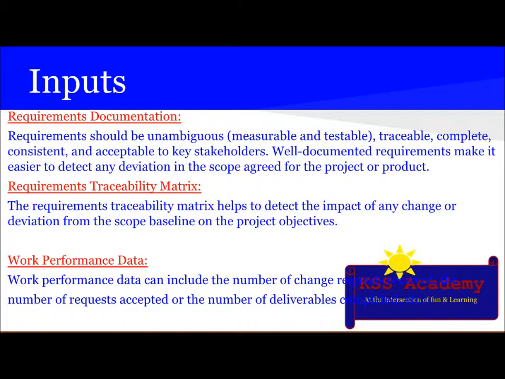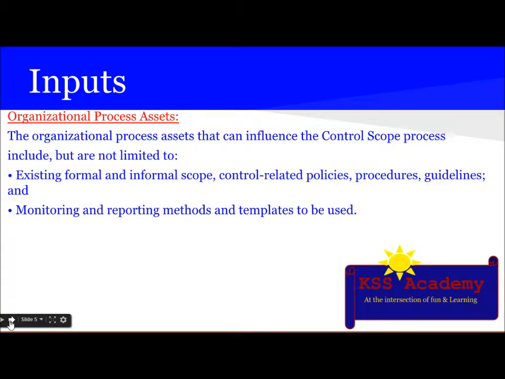The next input is WPD, which is work performance data, and can include the number of change requests received, the number of requests accepted, or the number of deliverables completed, etc. The last input is OPA. The OPAs that can influence control scope include existing formal and informal scope control related policies, procedures, and guidelines, and monitoring and reporting methods and templates to be used.